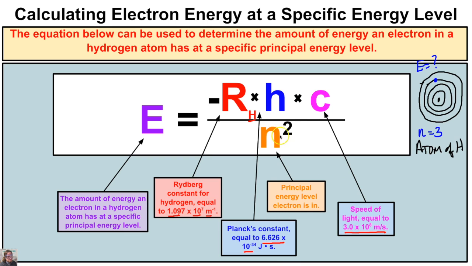And we have n squared here, where n is the principal energy level that the electron is in. In this case, n equals 3. So we can determine the amount of energy this little electron has in our atom of hydrogen if it's in the third principal energy level by using this formula that we see right here. So let's go ahead and apply this formula to a problem and see how it works.